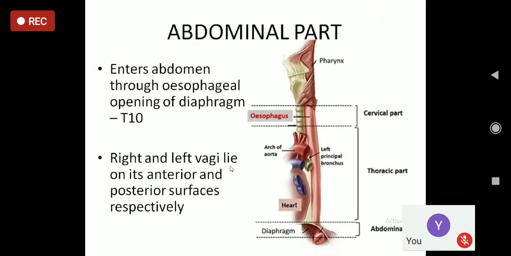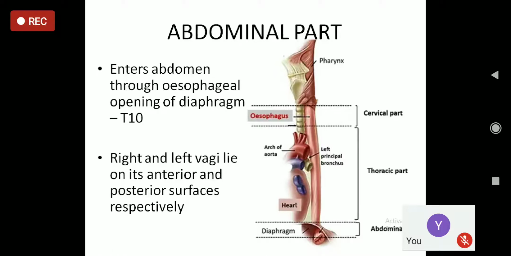Then finally, the third part of esophagus is the abdominal part of esophagus. The abdominal part of esophagus is the shortest part of esophagus, okay, which begins at the level of the 10th thoracic vertebra where it pierces the diaphragm.